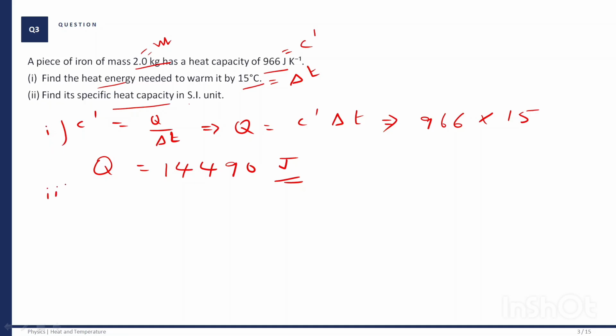Now the second one we are going to find. I need to find the specific heat capacity. We use the regular formula Q equal to M C delta T. Then C equal to Q by M delta T. Then C equal to, what is the value of C here?